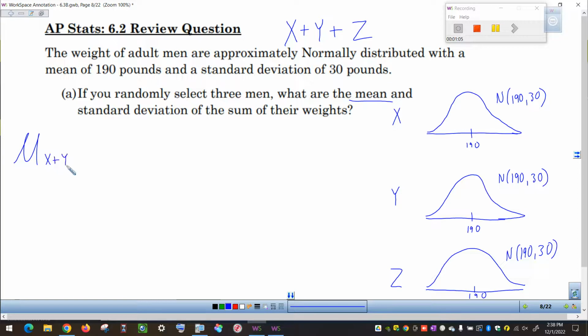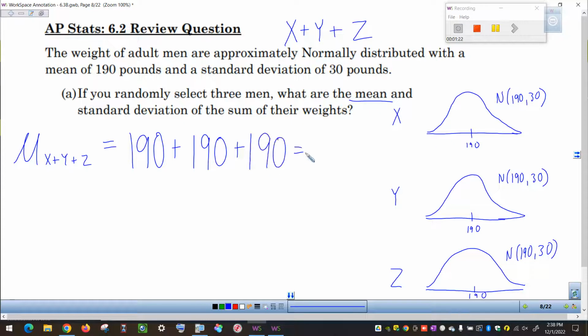So now, instead of just x plus y, we have a third one on here. Well, we're just going to add all 3 of the means together. And the means are not different from one another. Sometimes they are. In this case, it's all the same value of 190. So the mean for the first, plus the mean for the second, and then the mean for the third. All together, that's going to give us an overall mean of 570 pounds for the sum of their weights.